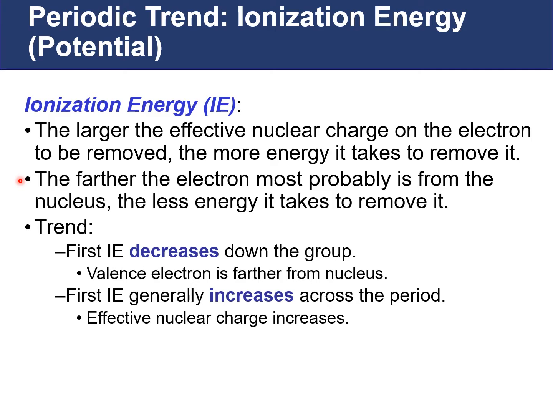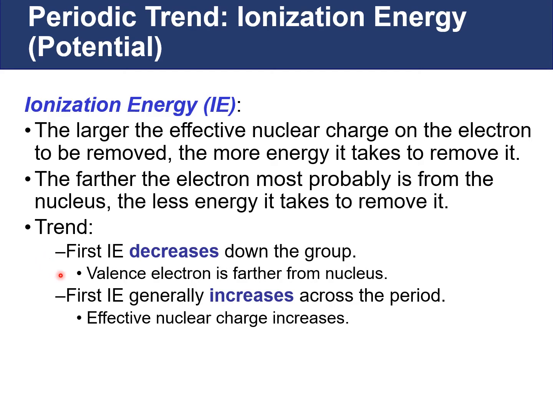So the further the electron's most probable location is from the nucleus, the less energy it takes to remove. So as you go down the periodic table, it gets easier to remove that first electron from an atom. So the general trend is that the first ionization energy, the amount of energy required to remove the first electron, decreases as you go down a group.